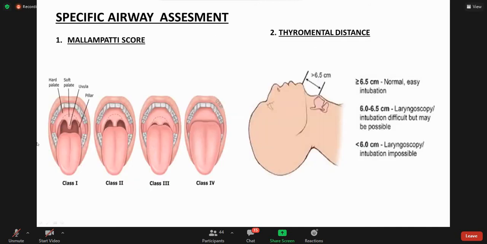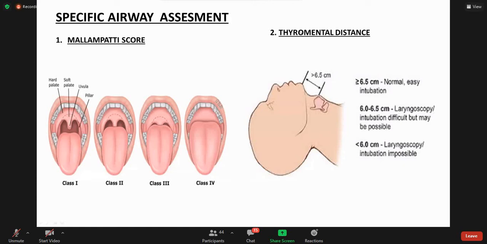So this is the Mallampati score, class 1, class 2, class 3, class 4. In class 4 only hard palate is visible. In class 3 there is hard palate as well as some part of the soft palate. In class 2 hard palate, soft palate and uvula. In class 1 partial pillars, uvula, soft palate and hard palate.